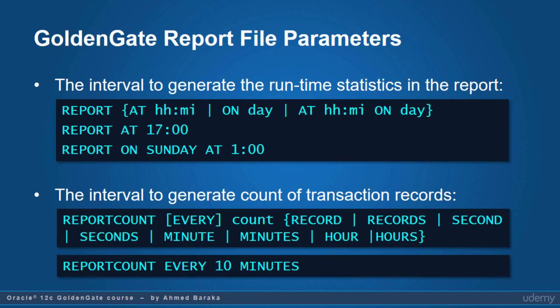The REPORTCOUNT parameter is used to report the count of the transaction records that the extract and the replicate have processed since startup. Each transaction record is a database operation captured by the extract or read by a replicate process. You use this parameter to schedule the record counts at regular intervals or after a specific number of records.